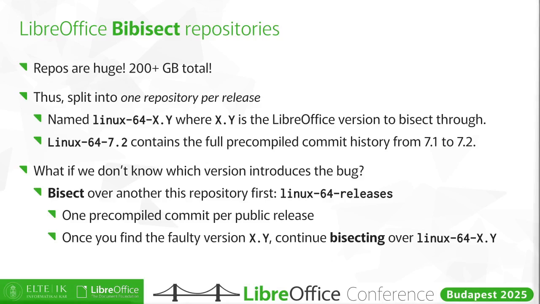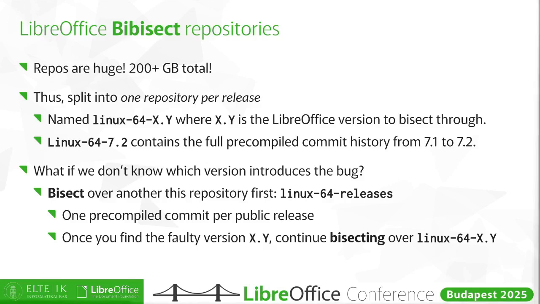Are these the first releases with a given number or the last releases with a given number? All the releases with a given number. You will see it in a moment. Okay. So one precompiled commit per public release. And once you find the faulty version, you just continue using the version-specific one.